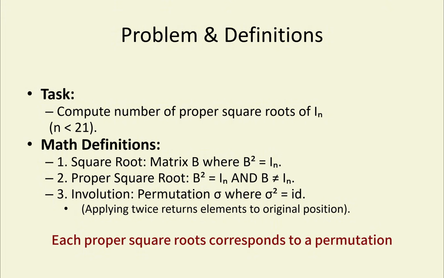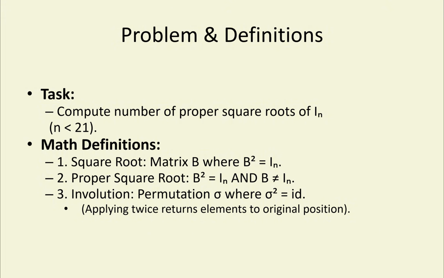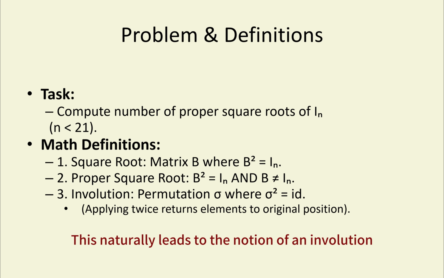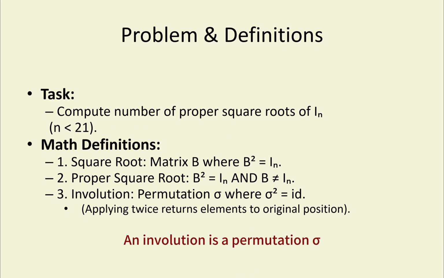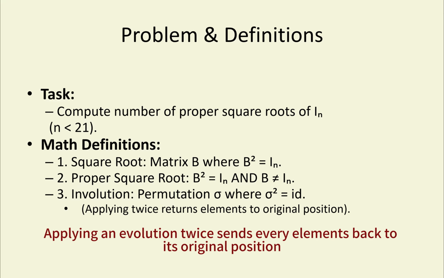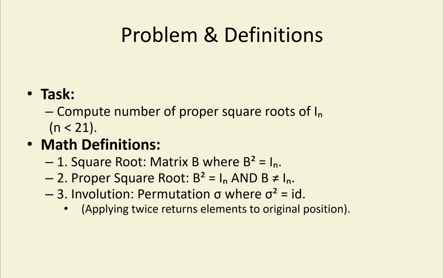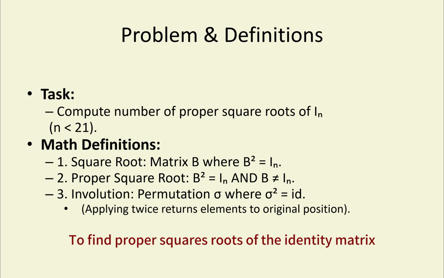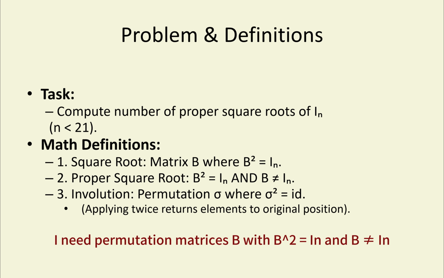Each proper square root corresponds to a permutation. This naturally leads to the notion of an involution. An involution is a permutation sigma such that sigma squared equals ID, where ID is the identity permutation. Applying an involution twice sends every element back to its original position. To find proper square roots of the identity matrix, I need permutation matrices B with B squared equals I_N and B not equal to I_N.